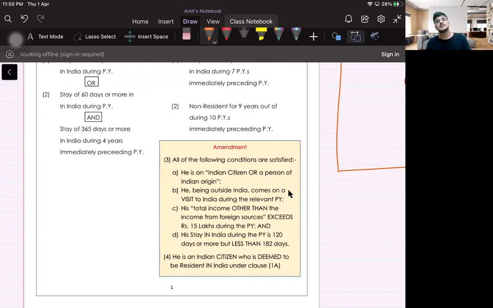And fourth point is you will be called as deemed resident. You are called as deemed resident under 6(1)(a). In that case, you will directly become a RNOR. So sir, what is the meaning of deemed resident?